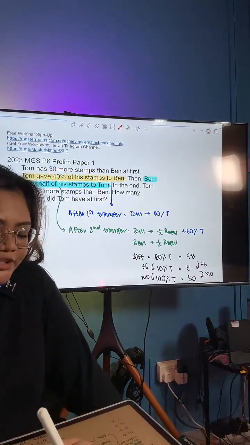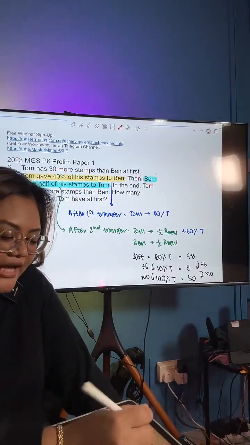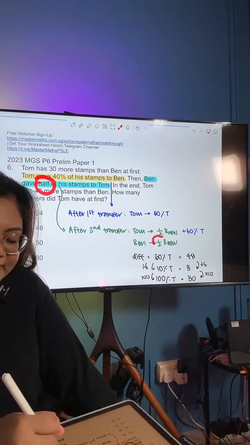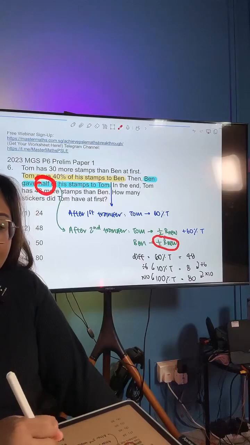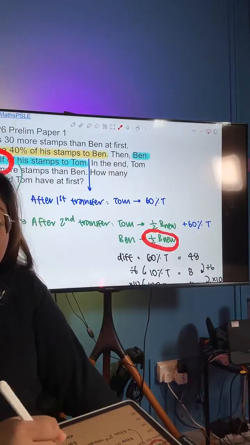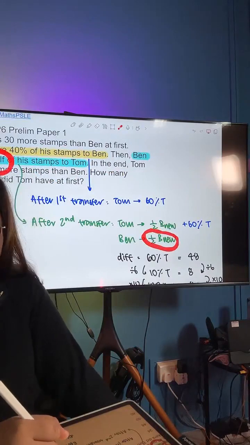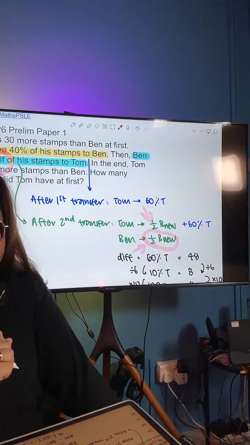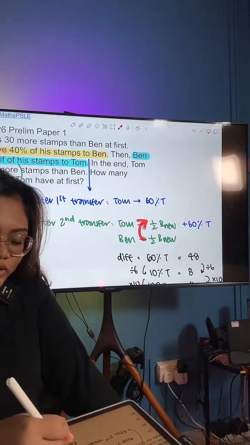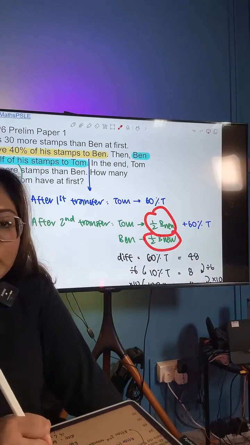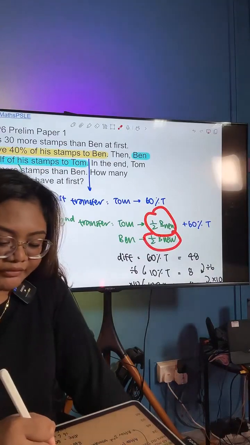Now, after the second transfer, because Ben gave half of his stems to Tom, whatever Ben has at the end will be half of the new amount that he has after the first transfer. So he'll be left with half. Tom will also be left with half, because I give half away to Tom. So each of us will have half and half of my new amount. Okay, so half and half here.